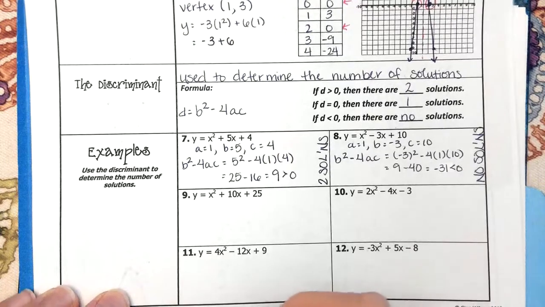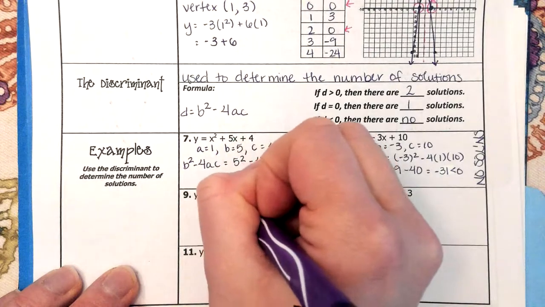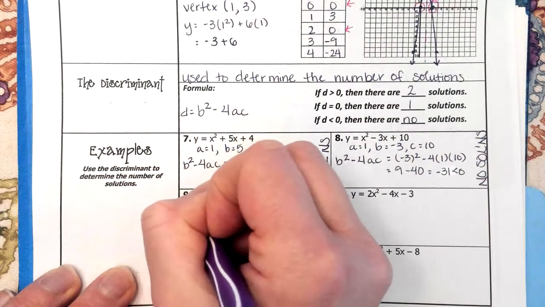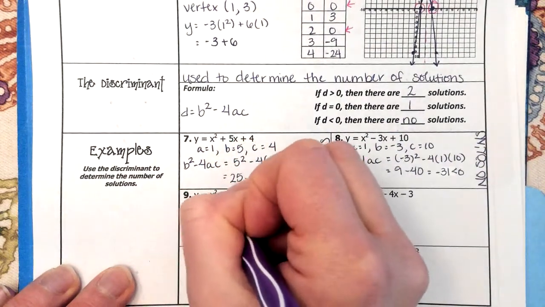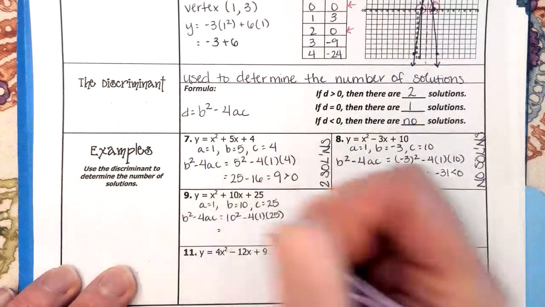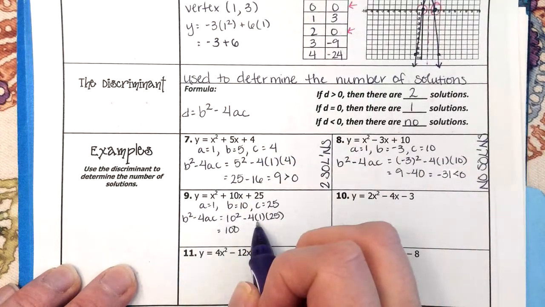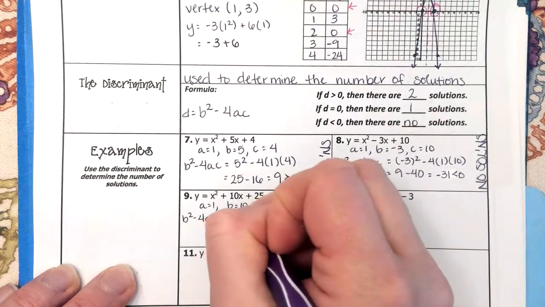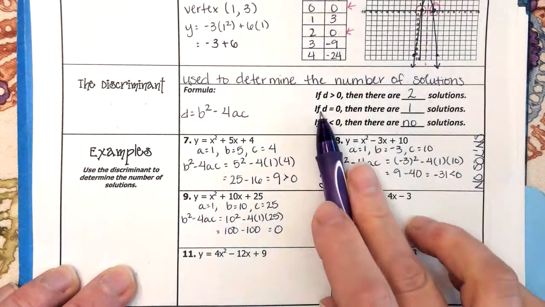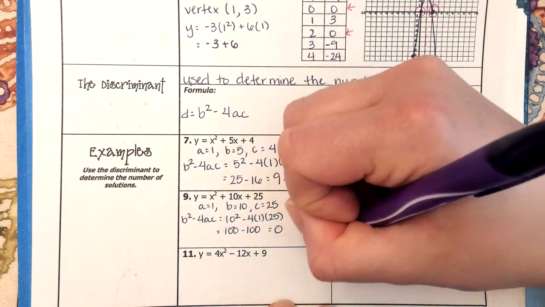Same thing for number 9. A is 1, B is 10, C is 25. So my discriminant, B squared minus 4ac, is 10 squared minus 4 times 1 times 25. 10 squared is 100. Negative 4 times 1 is negative 4, times 25 is negative 100, and 100 minus 100 is 0. When the discriminant is 0, that means this problem has one solution.